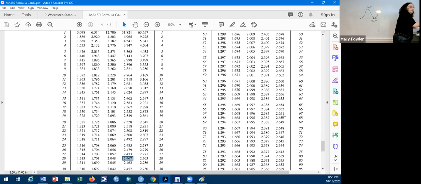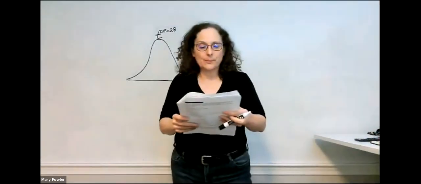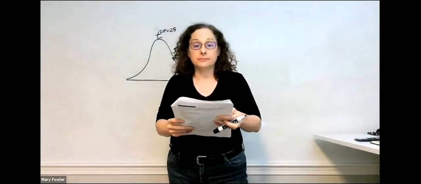You guys check. I'm doing this for the first time here, so I could have these wrong. 2.467. As a matter of fact, I'll do one more check. It's good to check these twice on exams as well. It's real easy to make a mistake. Yep, 2.467, that looks good. Okay, so that's how you read from the T table.